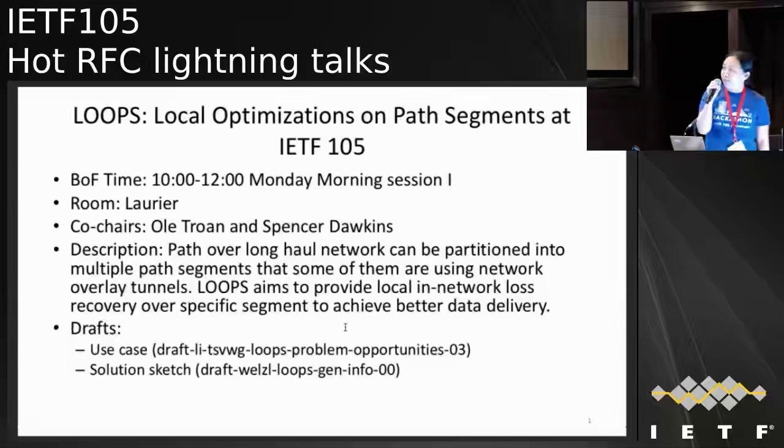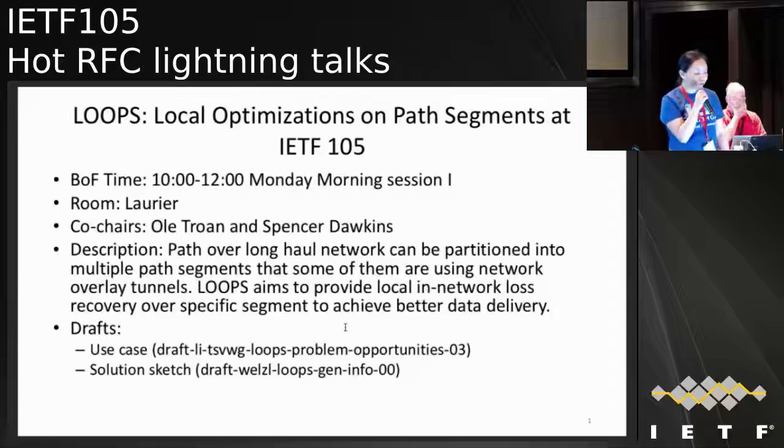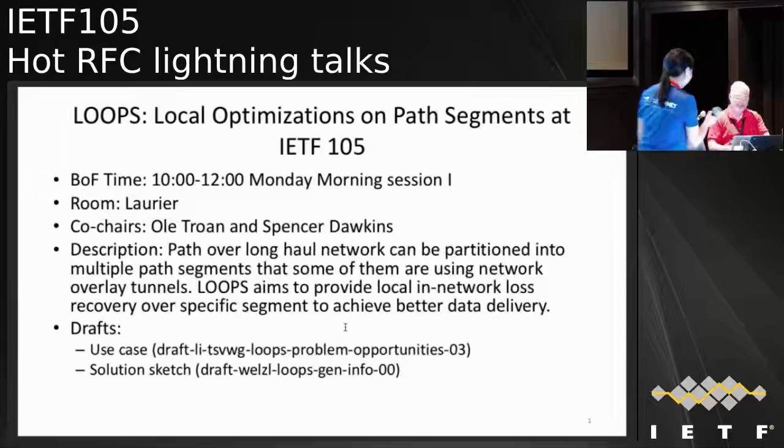Let me give a very simple description. The path of a long-haul network can be naturally or purposely partitioned into multiple segments, possibly via tunnel stitching. So loops aims to provide loss recovery locally over some specific segments. So that's the basic idea of loops. Here are 2 pointers to the drafts. Please read them and please join us tomorrow morning, 10. Okay, thanks.